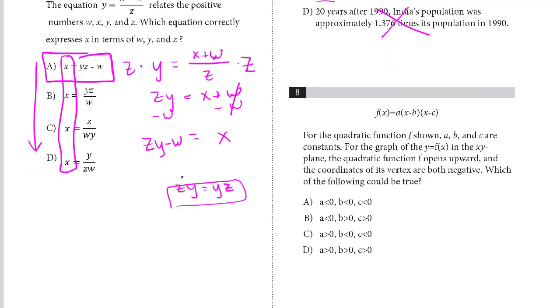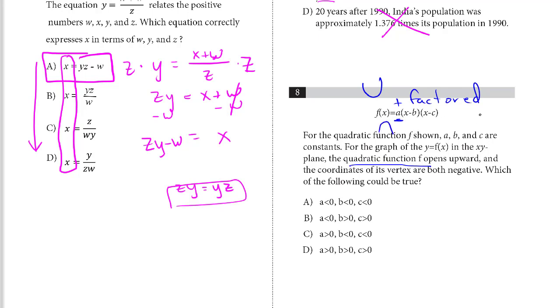Number 8, f of x equals a times x minus b times x minus c. Well, okay, a, b, and c are constants for the graph y equals f of x in the xy plane. The quadratic function f, that's what this is. It's a factored form of a quadratic. Okay, and remember, a tells us the direction and shape of that parabola. If it's positive, the parabola opens upward. If it's negative, the parabola opens downward.